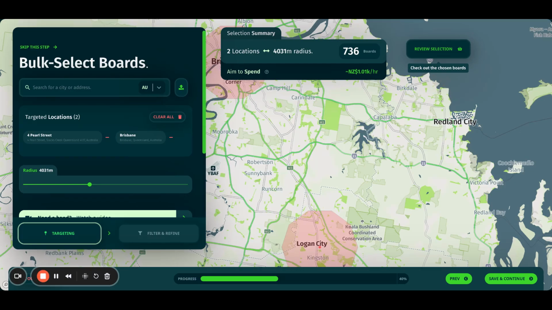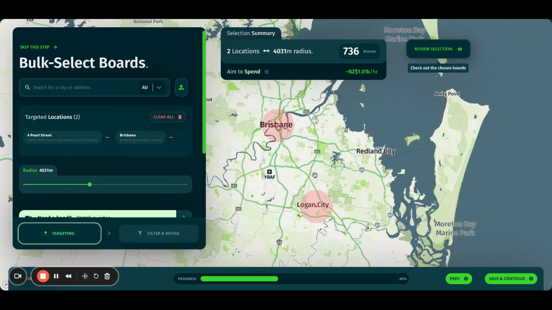Bulk selection is a really quick and easy way to select all of the boards within a certain radius of a key area or point of interest. So you can see I've got these two regions here. One of them is our office address, and the other is just the centre of Brisbane.